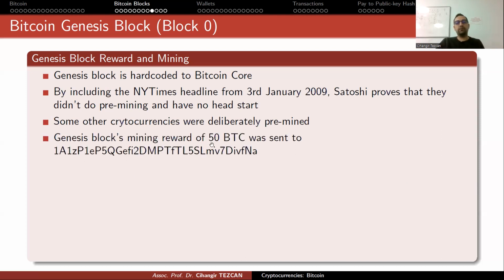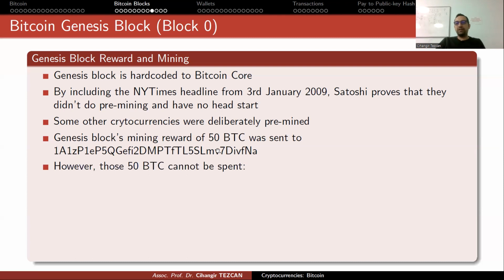The Genesis block's mining reward of 50 Bitcoins was sent to this address. So we know that this address belongs to Satoshi. If somebody claims that he is Satoshi, all they need to do is transfer money from this account to someplace else and show that they have the private key. So the mystery can be solved instantly. Everybody who's claiming that they are Satoshi is actually lying because they cannot do this. That is the whole reason we don't trust people who say that they are Satoshi.